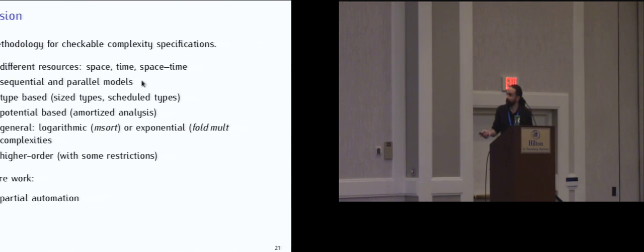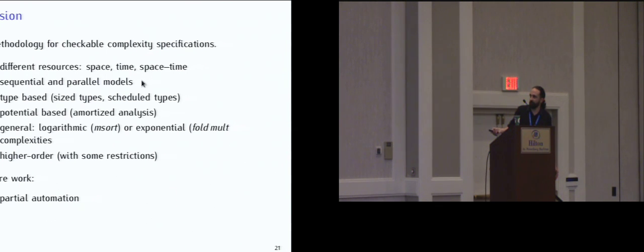So I will conclude. What I've presented is some kind of methodology for checkable complexity specification. I've presented it in the interaction net framework because everything is concise, there's only one main construction, a node, but it's not fundamental. I suppose the same ideas could be adapted to function on your favorite language. It works with different resources.